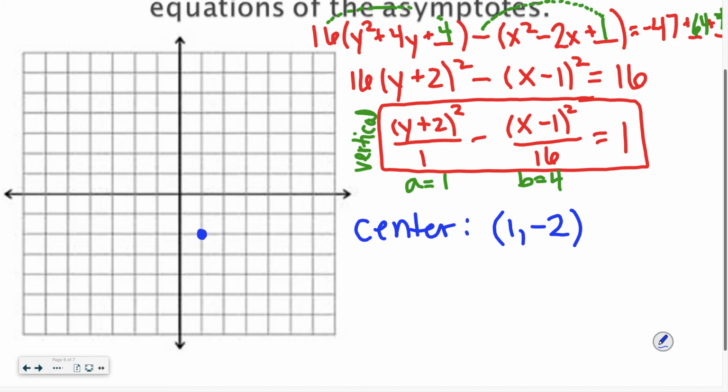Since a is 1 and we have a vertical hyperbola, I'm going to move 1 away from our center in the vertical direction to get our vertices, which would be 1, negative 1, and 1, negative 3.